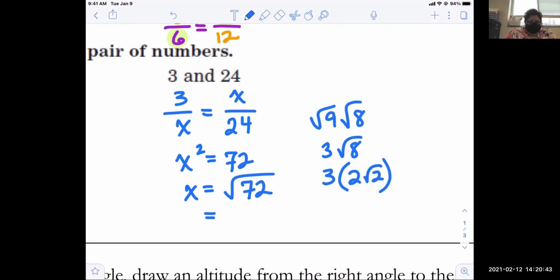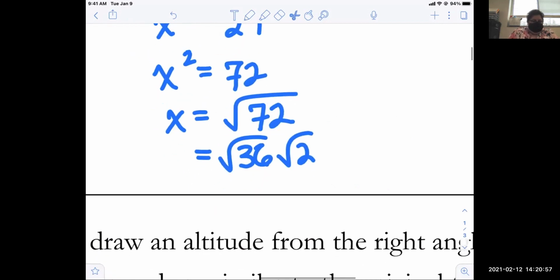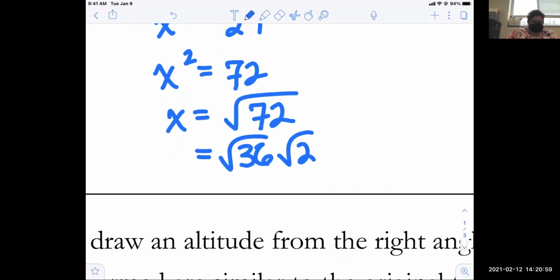Okay, times 3 would be... So the reason it's 6 root 2 is because 36 actually goes into 72. So you can do it in steps like that. If you don't see that at first, then you can always do it in multiple steps. But 36 is actually the biggest perfect square that goes into 72, so it's 6 root 2.